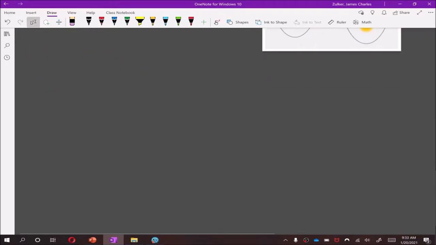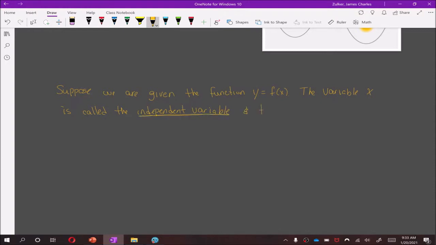Now, suppose that we are given the function y equals f of x. So in this case, the variable x is called the independent variable. And the variable y is called the dependent variable.